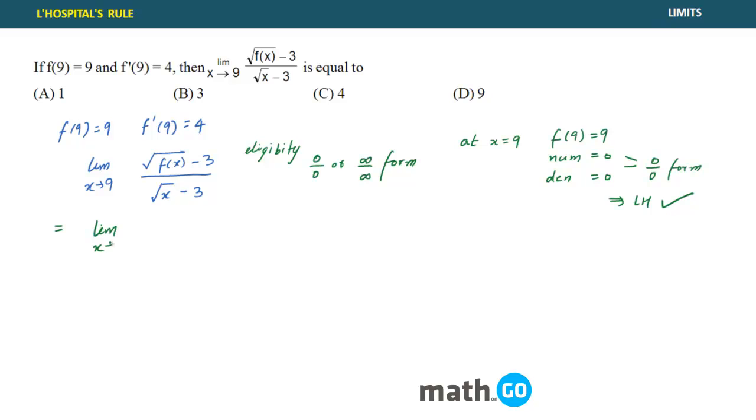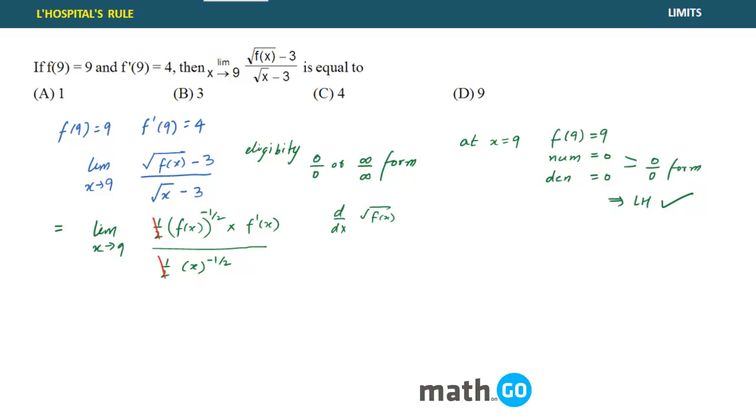So L'H says that you can differentiate the denominator and the numerator separately. So what is the derivative of root f(x)? You have to differentiate root f(x) here. That is 1 by 2 f(x) raised to power minus 1 by 2 into f dash x. This is the derivative. And what will be the derivative of the denominator? It is only root x, so it will be x into 1 by 2, right? So if you just see this, this term cancels out, and now nothing is left to be solved.